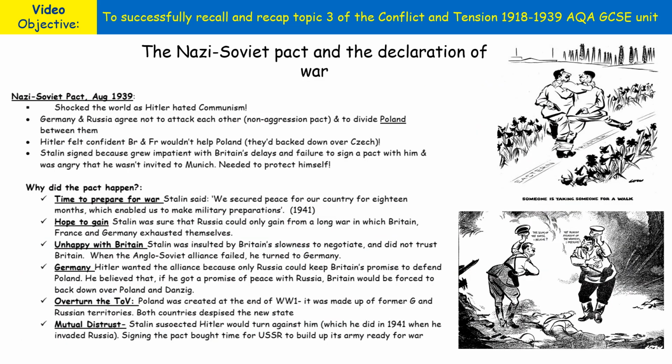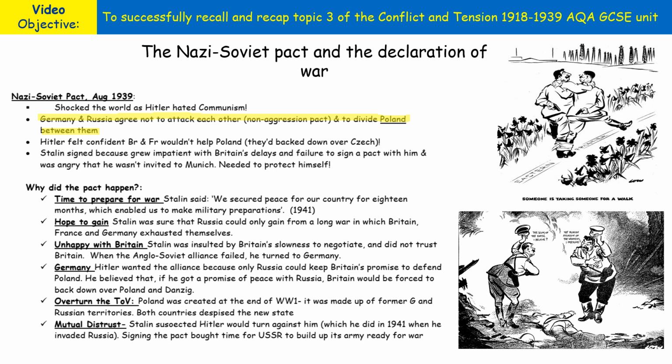Finally, the last topic that I mentioned we'll be looking at, the Nazi-Soviet pact of August 1939. Now, Germany and Russia essentially agreed not to attack each other. They agreed that they wouldn't declare war on each other for 10 years after this pact was signed. And they agreed that they would divide and split Poland between them.